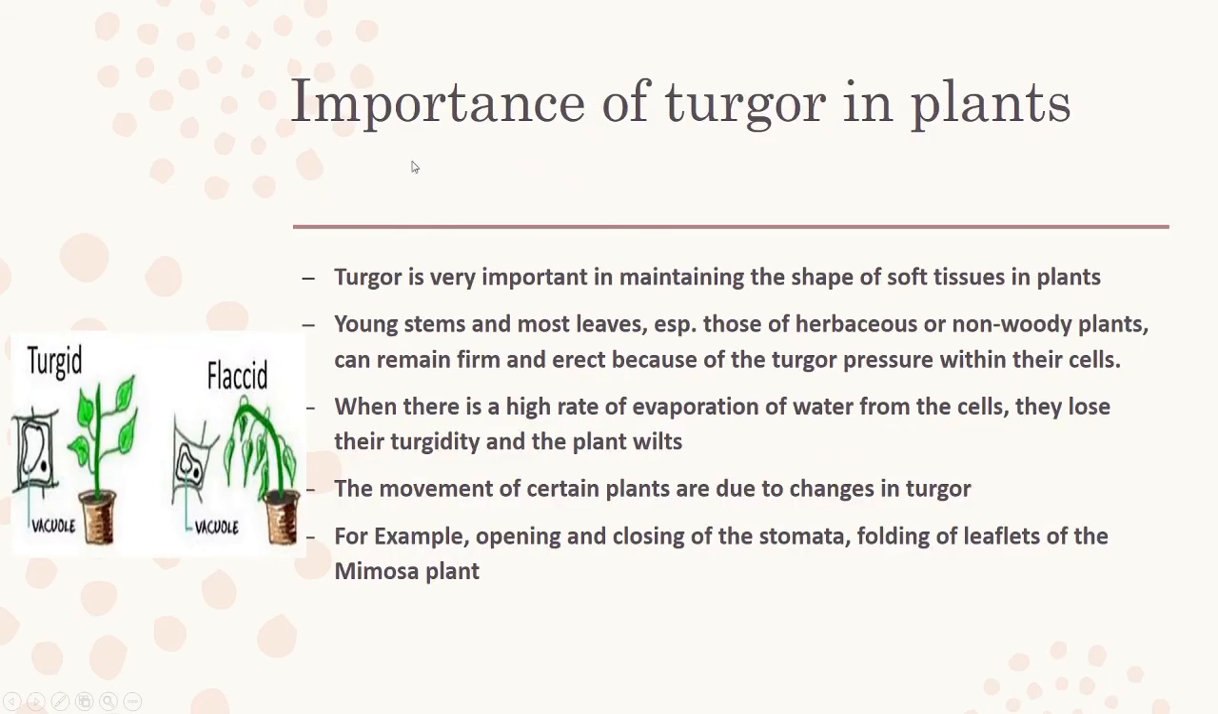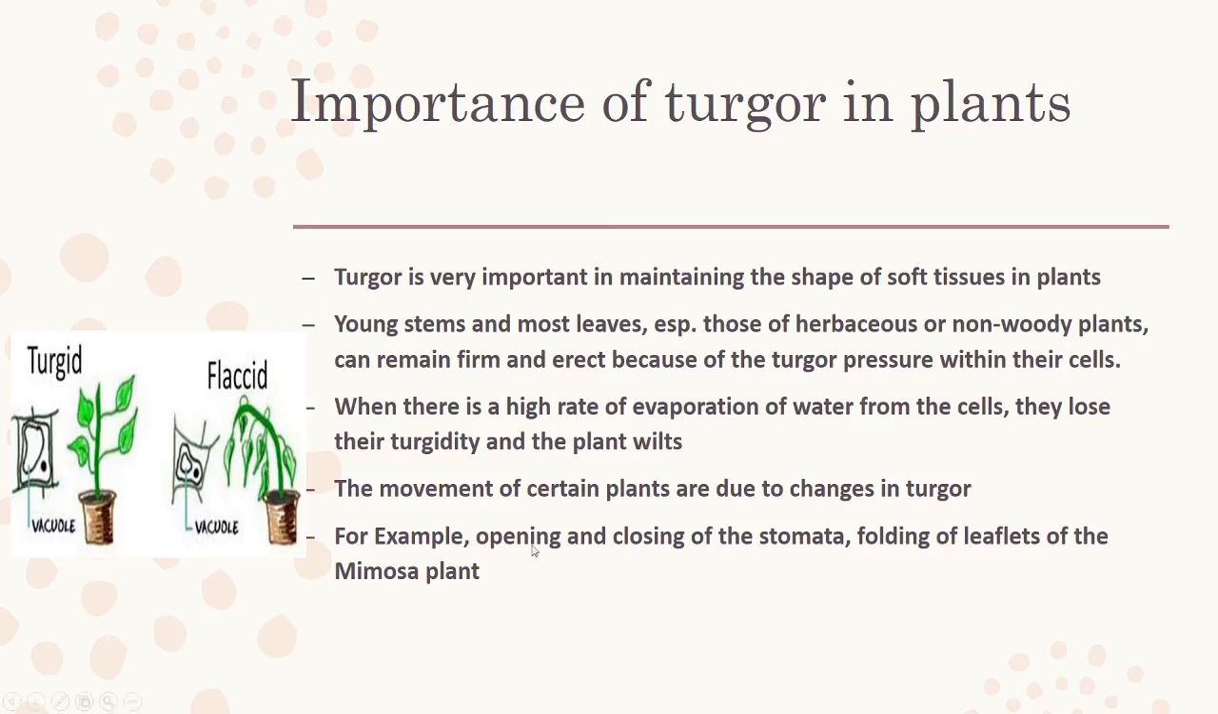Now, the importance of turgor in plants. Turgor, you know, the push. Turgor is very important in maintaining the shape of soft tissues in plants. Young stems and most leaves, especially those of herbaceous or non-woody plants, can remain firm and erect because of the turgor pressure within their cells. Because of the turgor pressure, they put pressure on the cell walls. That's why they can stay firm and erect.